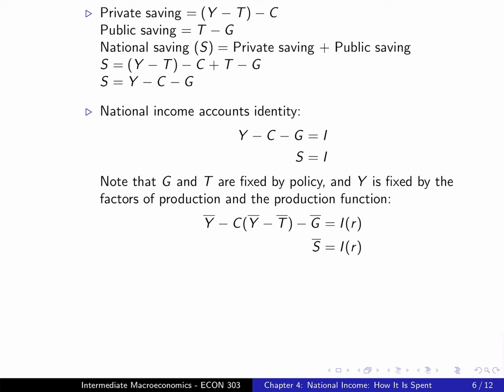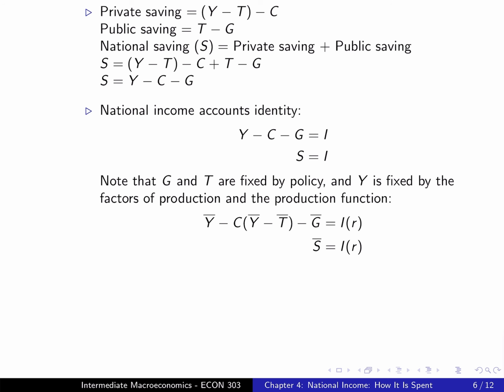Therefore, total or national saving is S equals private saving plus public saving, equals Y minus T minus C plus T minus G. That equals Y minus C minus G. Now recall the national income identity for a closed economy: Y equals C plus I plus G. Subtracting C and G from both sides gives us Y minus C minus G equals I. So S equals I. This tells us that in equilibrium, saving equals investment.